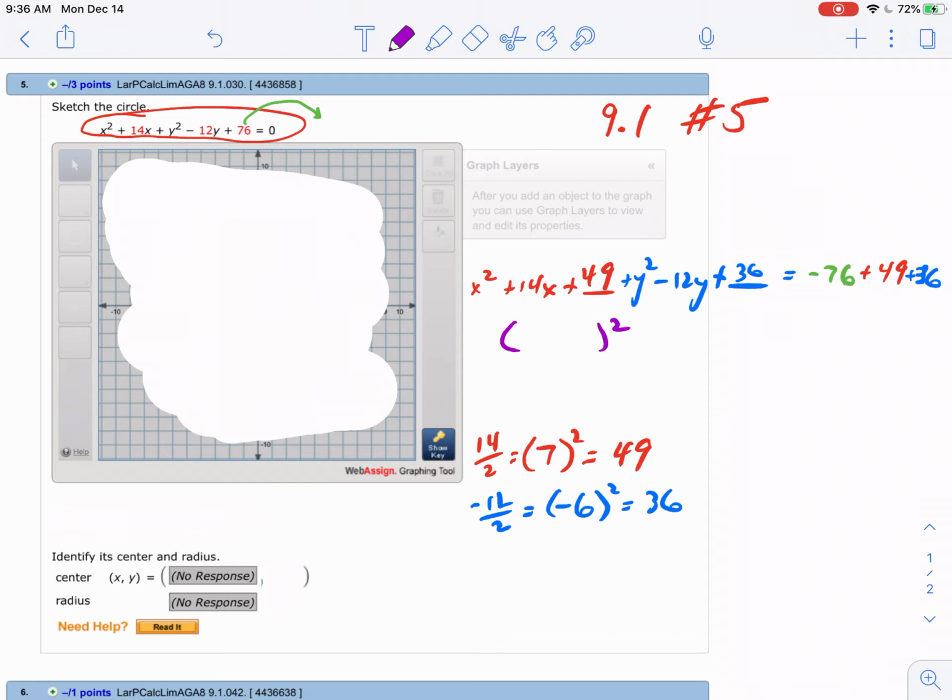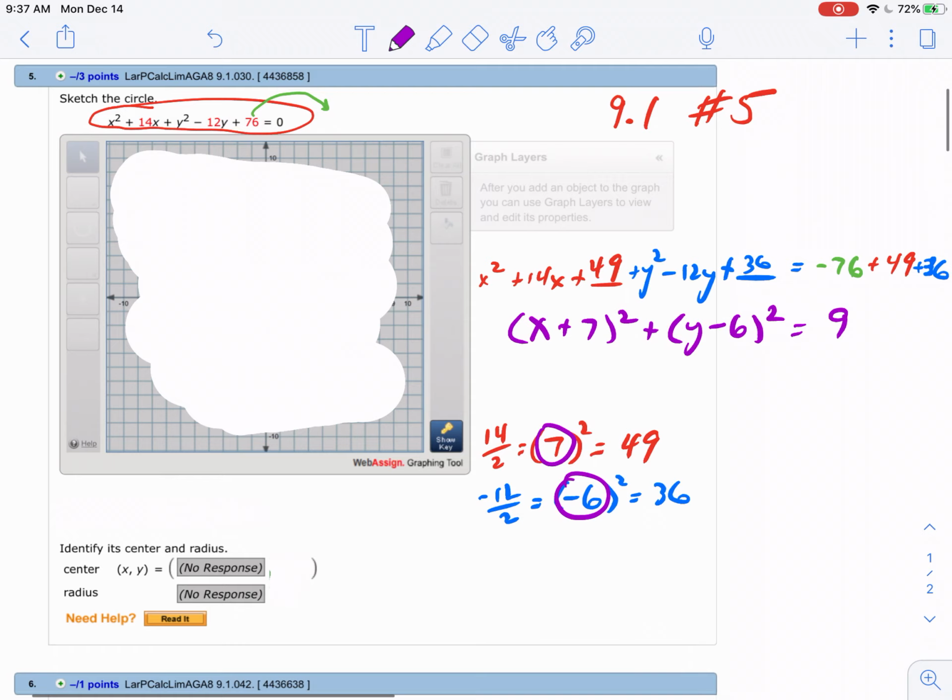So in the red, that's x plus 7 and another x plus 7. X is my variable, and in the parentheses down there, I had a 7, so I just put a positive 7 in. And this one is the negative 6, so that's y minus 6 right there. And then if you add these three things up, negative 76 plus 49 plus 36 would be 85 for the red and the blue numbers, minus 76, which would leave me with a 9.